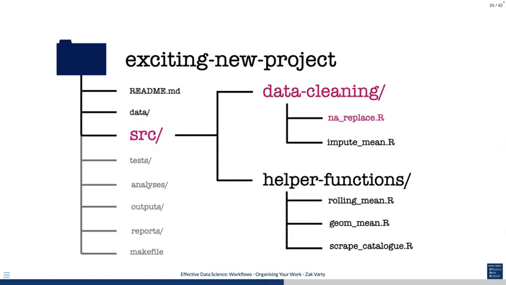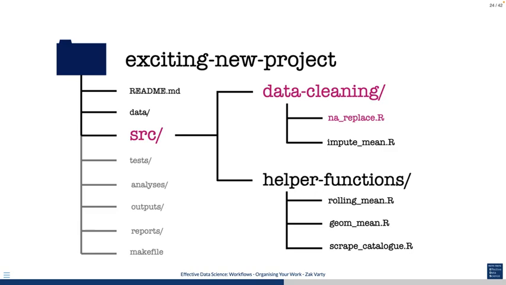The source, or src directory, contains all of the source code for your project. This will typically be the functions that you've written to make the analysis or modeling code more accessible. Here we've saved each function in its own R script, and in this project we've decided to use subdirectories to organise these functions by their use case.